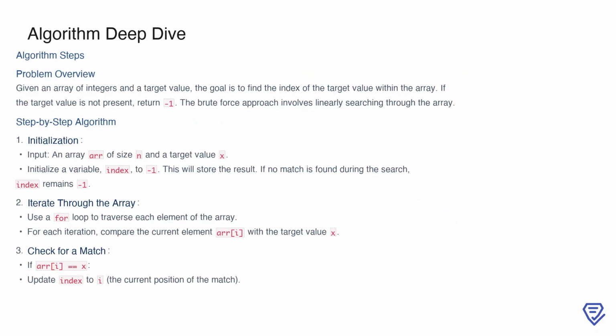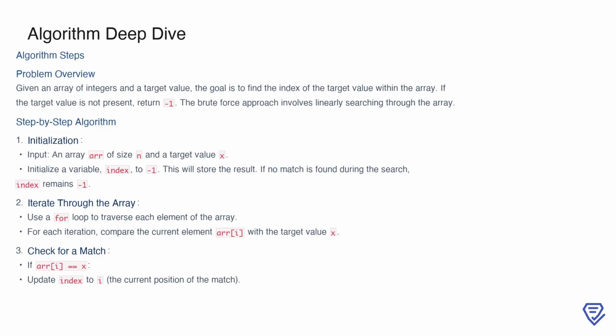To solve the problem of finding the index of a target value in an array, the algorithm begins with a straightforward linear search approach. The task is to systematically check each element of the array until the target value is located or the entire array is traversed.